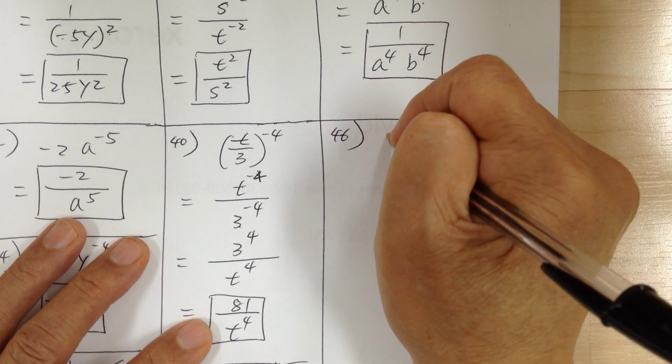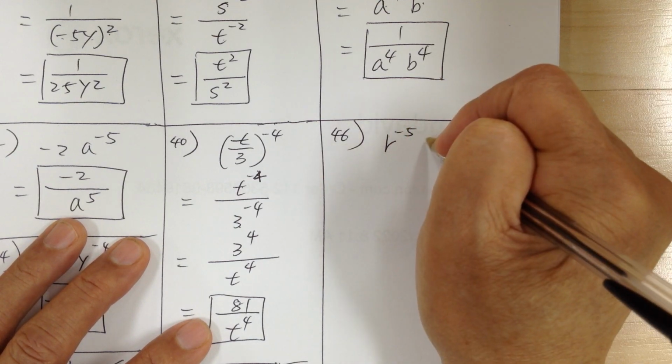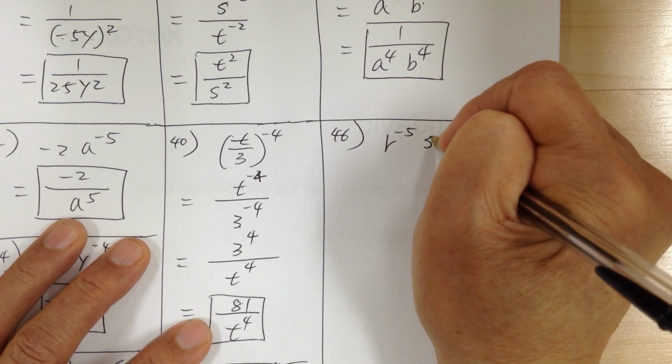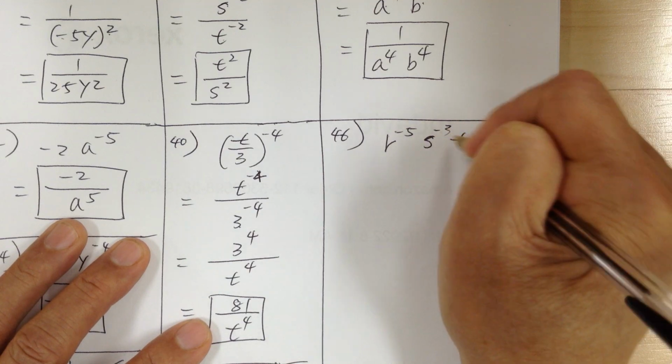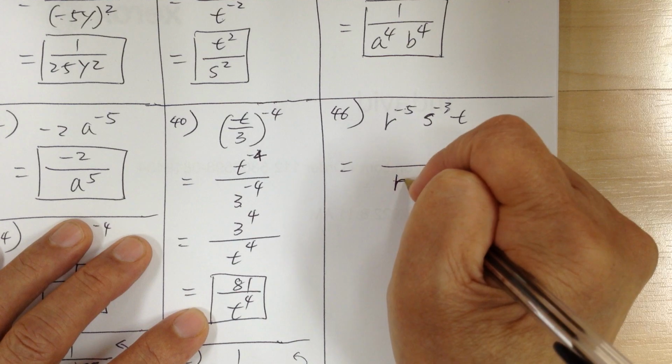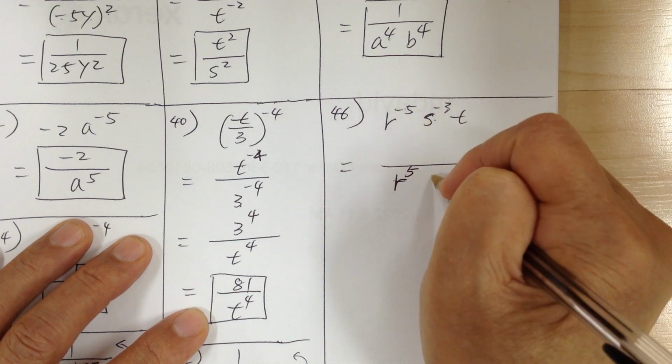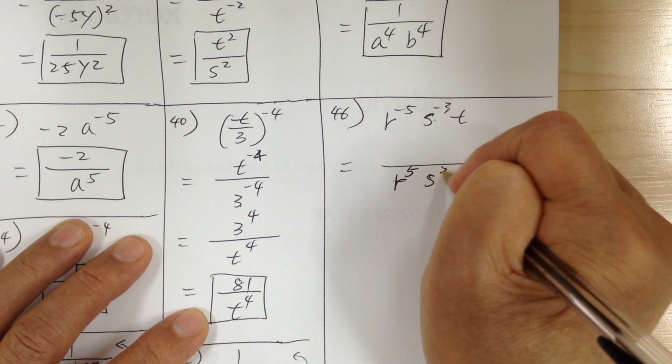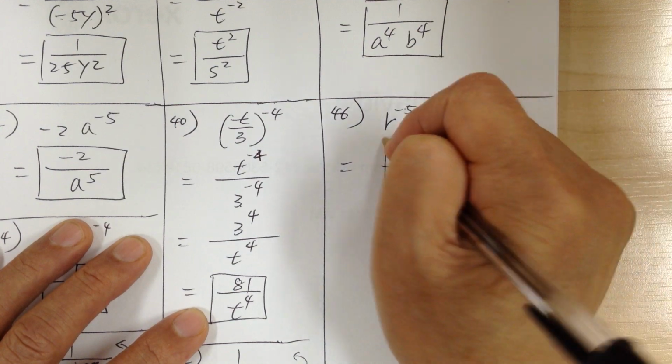Okay, number 46, you have r to the negative 5 power, s to the negative 3 power, and t. For this one, negative exponent, flip to the bottom. This one gets flipped to the bottom, and this one stays, and that's it.